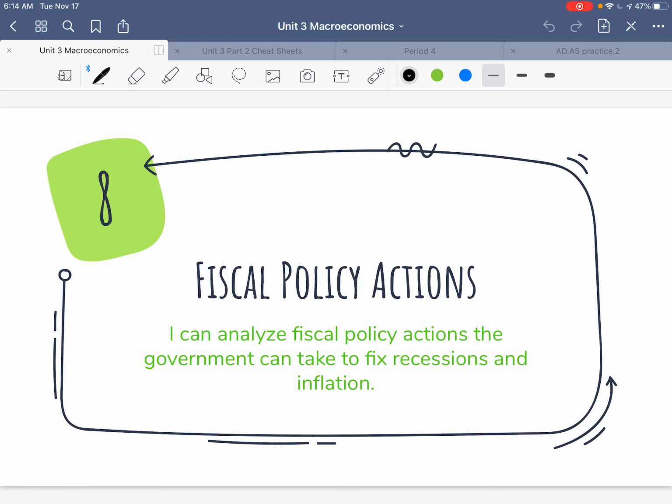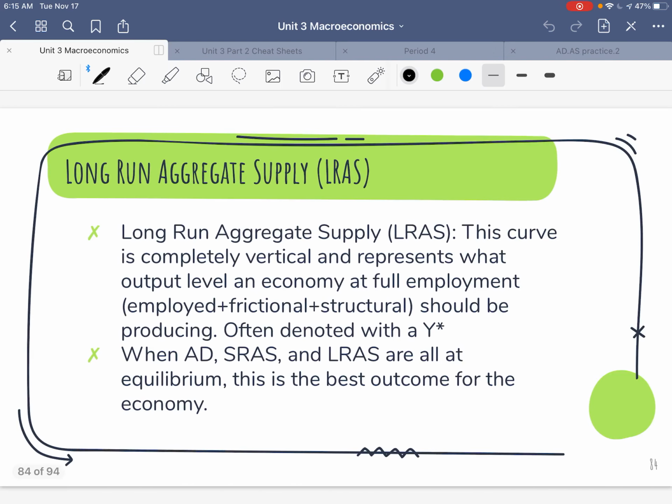Hey guys, today we're adding to what we've already learned about aggregate demand and aggregate supply, and we are furthering our discussion of fiscal policy. And remember, fiscal policy is when the government purposefully manipulates the AD curve using the C and G functions to try and fix recessions and inflation, okay? So in order to understand why the government would do this, we have to learn a new curve on our graph, and it's called the long run aggregate supply curve.